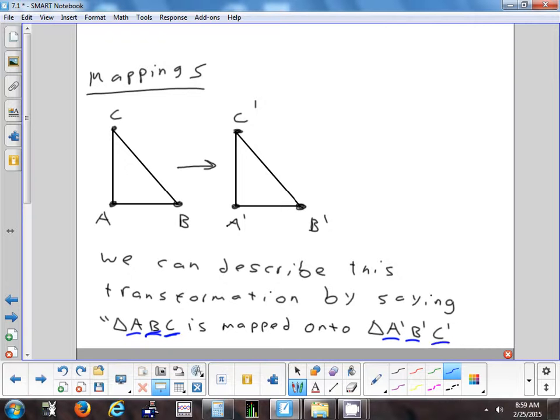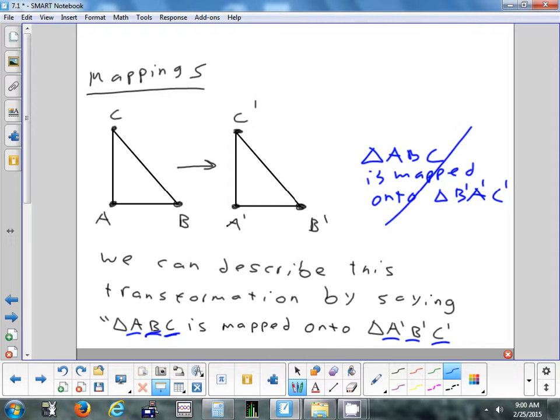It's kind of like when we write congruent triangles. You've got to have the order correct. You could not say this. Triangle ABC is mapped onto triangle BAC. That's wrong. A doesn't go to B prime. A goes to A prime.